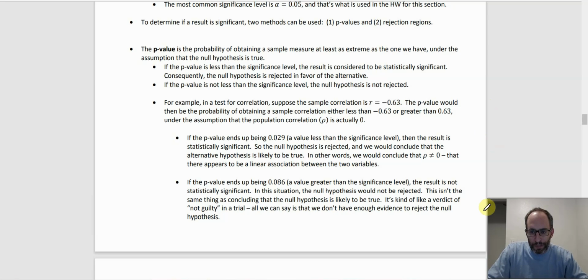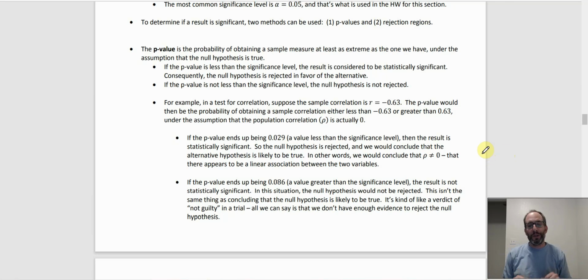Okay, and then I just made up a couple of p-values just to show what the different conclusions would be. If you got one that was less than alpha, less than your significance level of 0.05, like the 0.029, then you would get a statistically significant result. So you're going to reject the null and conclude that the alternative is likely correct, that rho is non-zero. So it looks like the population correlation is non-zero, which means that it looks like there's a linear association between the two variables, right? That's the one that you kind of want to get, right?